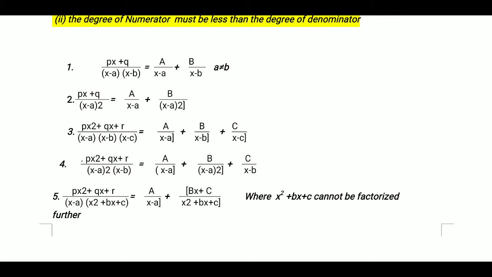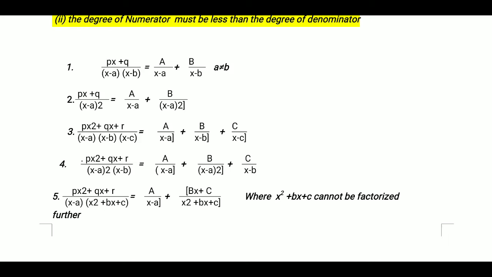And now equating both sides, we can find out the values of capital A, capital B and capital C. Now there is a fifth type, (px² + qx + r) upon (x − a)(x² + bx + c), meaning a linear factor into a quadratic form, and this quadratic form cannot be further factorized. Then we write it like this: A upon (x − a), the linear factor, plus (Bx + C) upon (x² + bx + c).